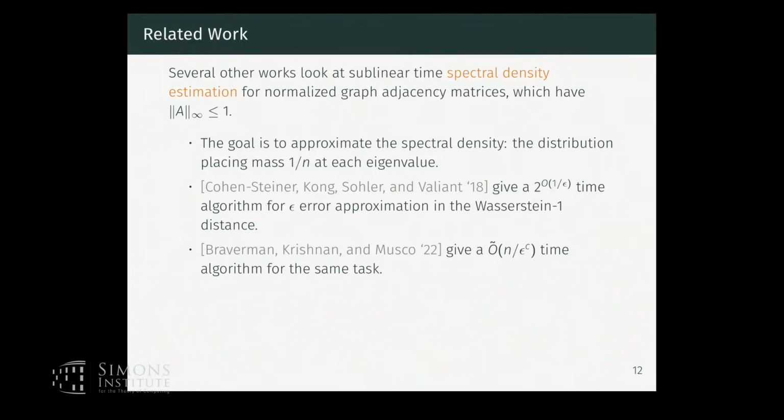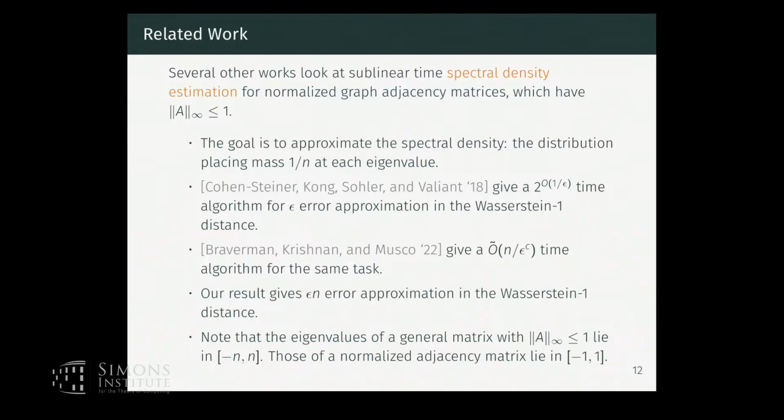It's like 2 to the 1 over epsilon, using this sort of random walk based approach. You basically run a bunch of random walks and aggregate them to approximate your spectral density. There's work by Braverman, Krishnan, and Chris Musco, who give an n over poly epsilon time algorithm. So it's better epsilon dependence, but worse n dependence. Our result is really related to that. We can easily convert our guarantee to a guarantee in the Wasserstein distance, so we get epsilon n approximation in the Wasserstein distance.